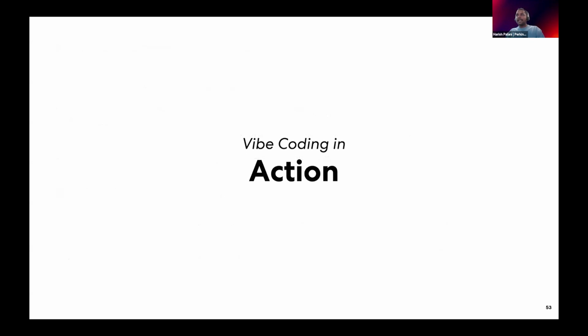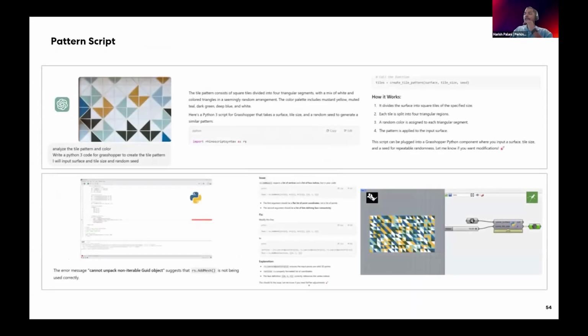So I'll start with a real-world example of how I used this LLM or vibe coding process in design. In a studio, I had a task to build a Grasshopper script to create this tile pattern. This is the reference tile pattern, and I took it to ChatGPT. I said, analyze the tile pattern and write Python 3 code for Grasshopper to create it. I will input a surface and a tile size. I'll provide a surface, and I want basic information like the tile size.